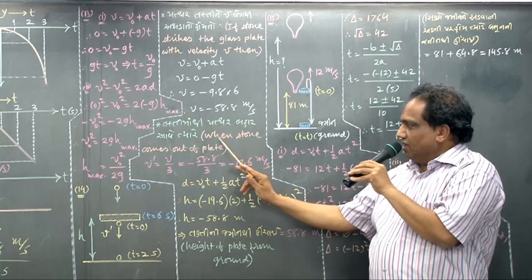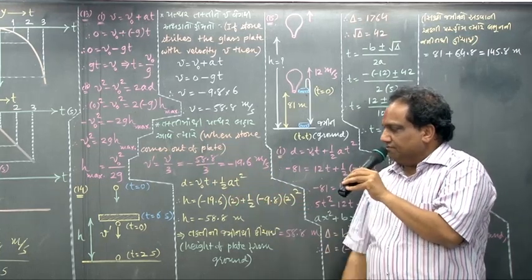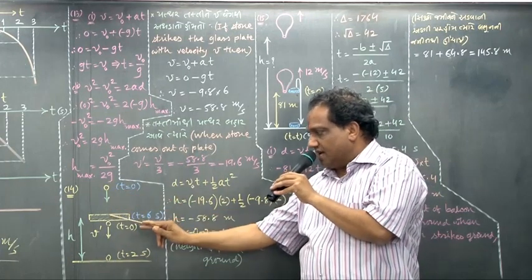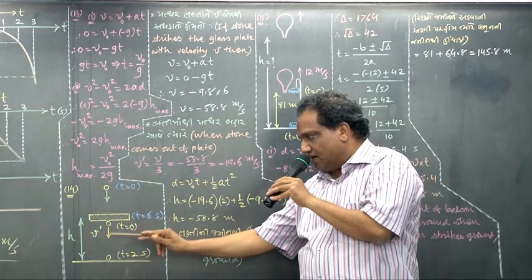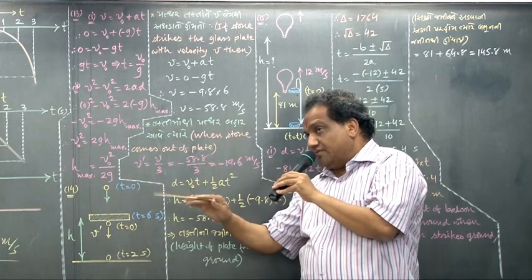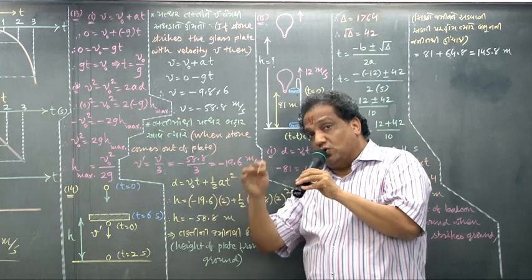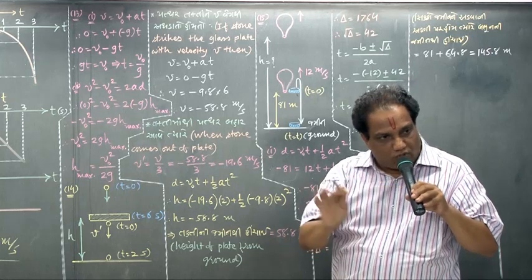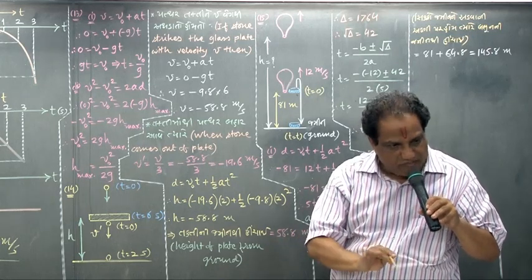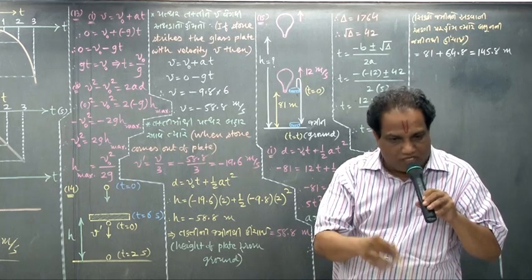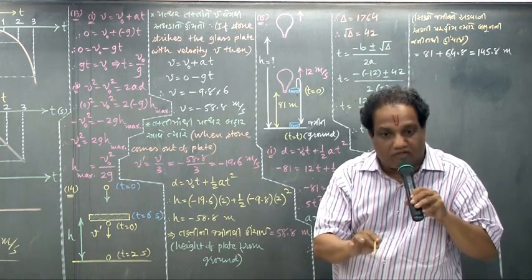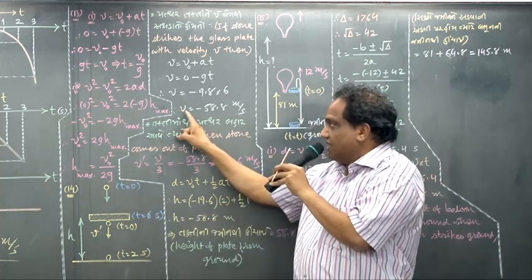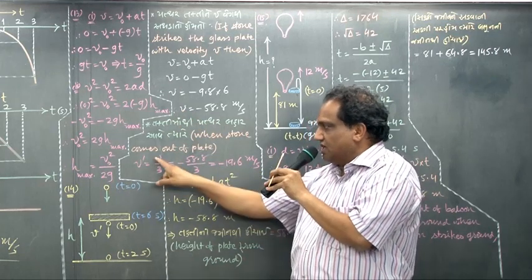Now, when the stone comes out of the plate, this stone is capable enough to break the glass plate. It breaks the glass plate and it comes out. By that time, they have given that it loses 2/3 of the velocity. When it loses 2/3, how much is the velocity left? 1/3. So when the velocity was here, it was v. Now 1/3 is left, so it is v by 3.